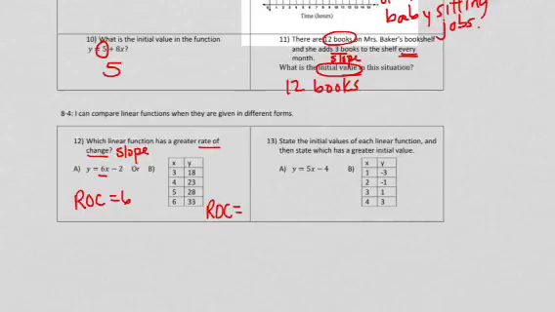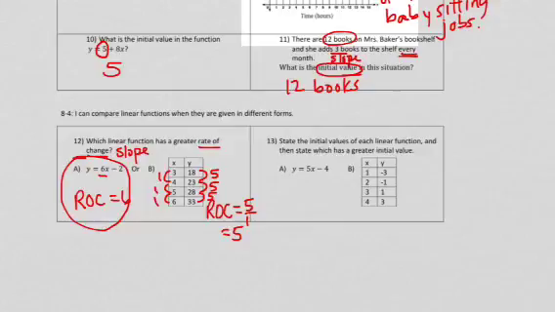The rate of change for the table, here I am going up 5, and I'm going up 1 here, up 5, up 1, up 5, and up 1. So the rate of change for the table is 5 over 1, which is 5. So which linear function has a greater rate of change? The answer is A. A has a greater rate of change.